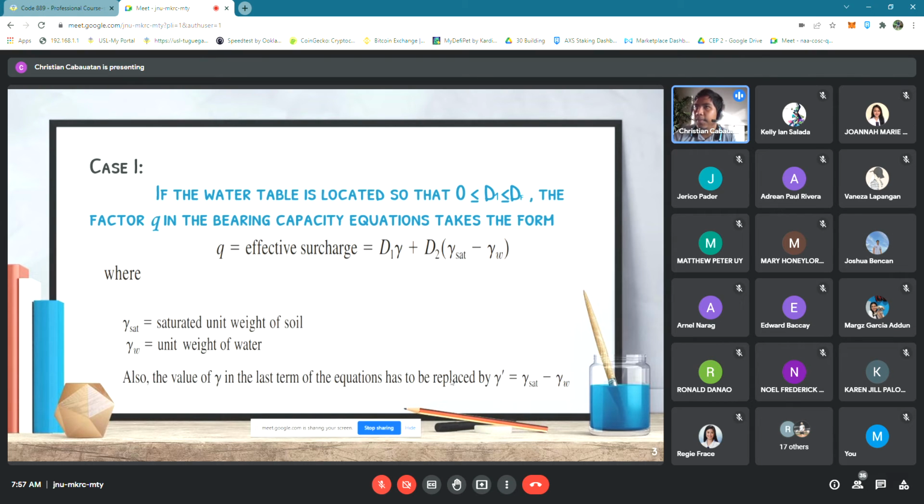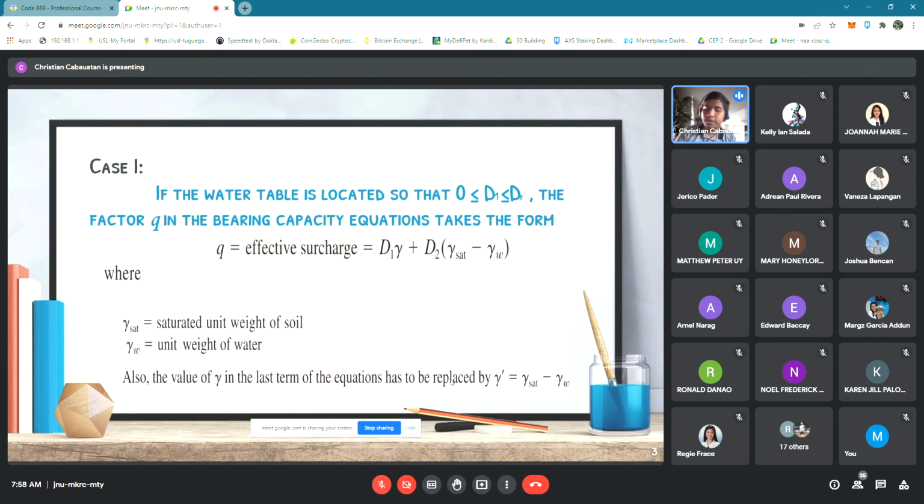Okay, N gamma. For the last term, gamma, what is the substitute for that? What would be our equation for the last term? It would be interchanged by the gamma prime. Am I right? Okay. For the gamma prime, it would be gamma saturated minus gamma water. I hope you understand that, guys. Thank you, Mr. Benkan.